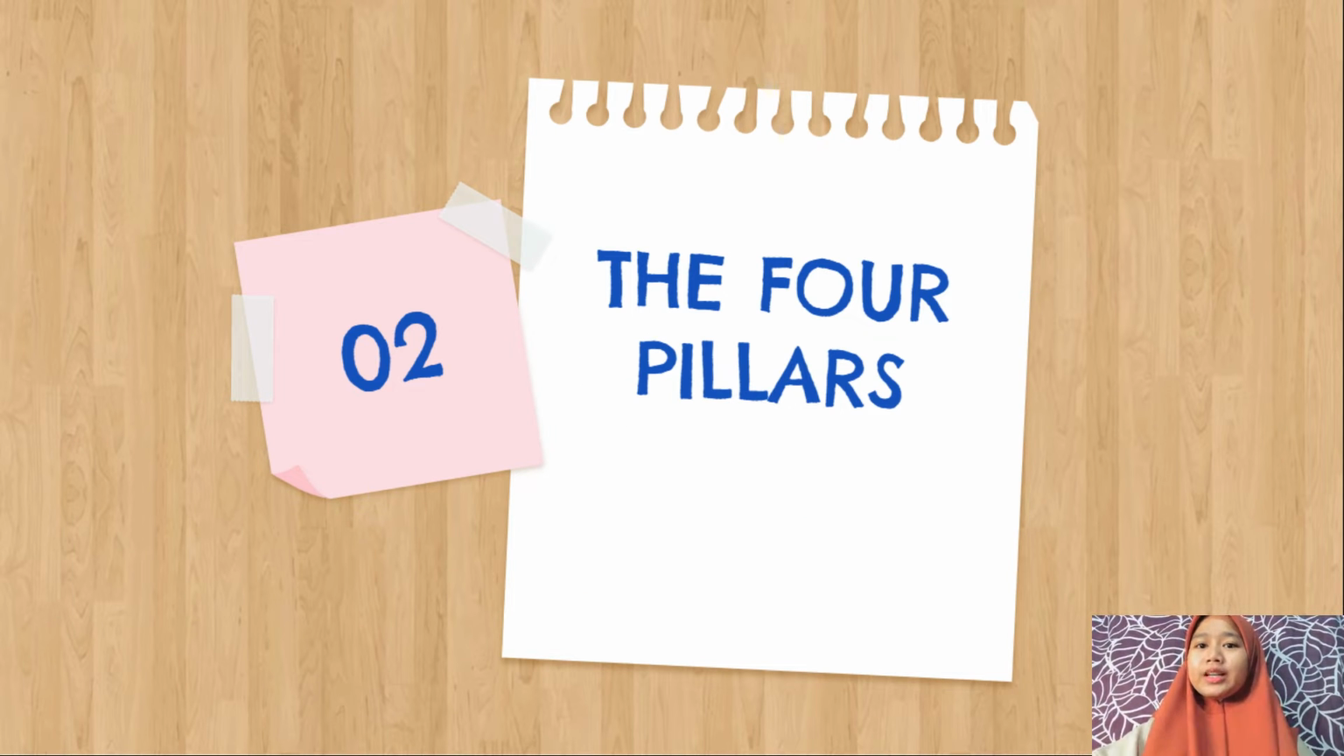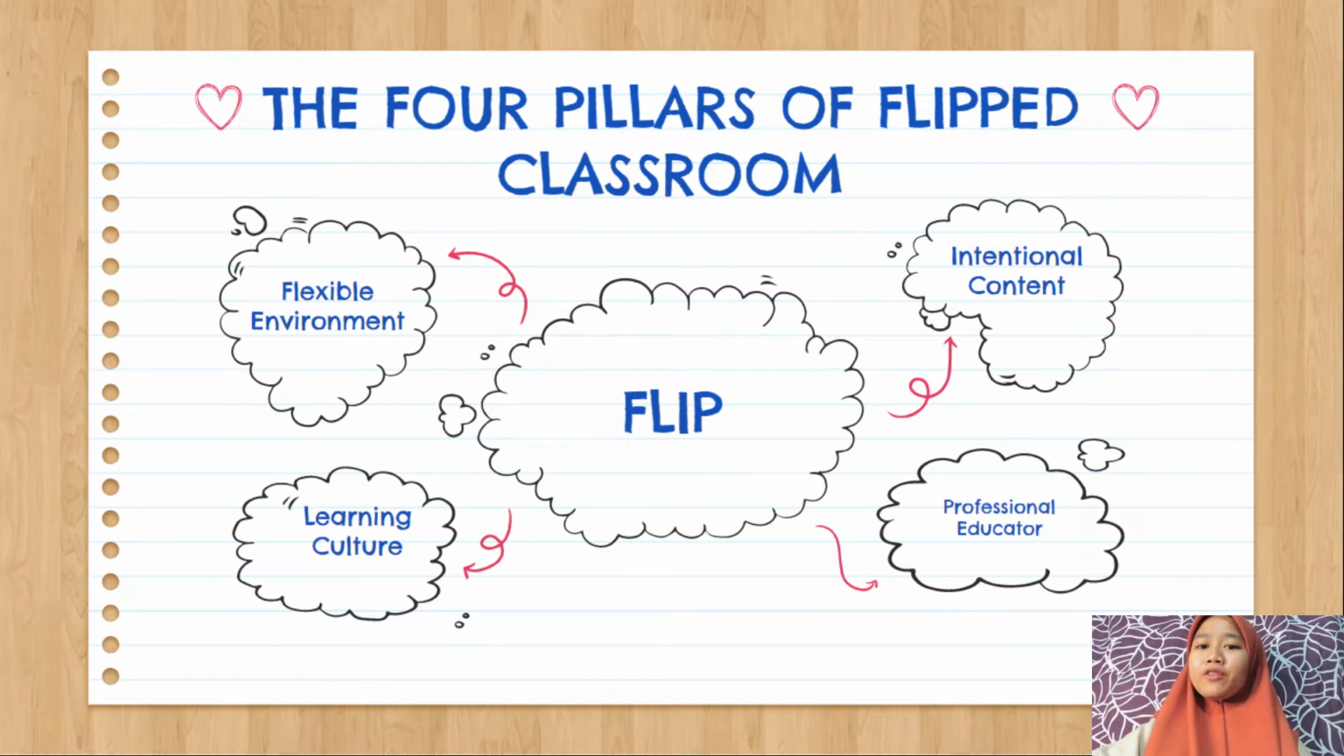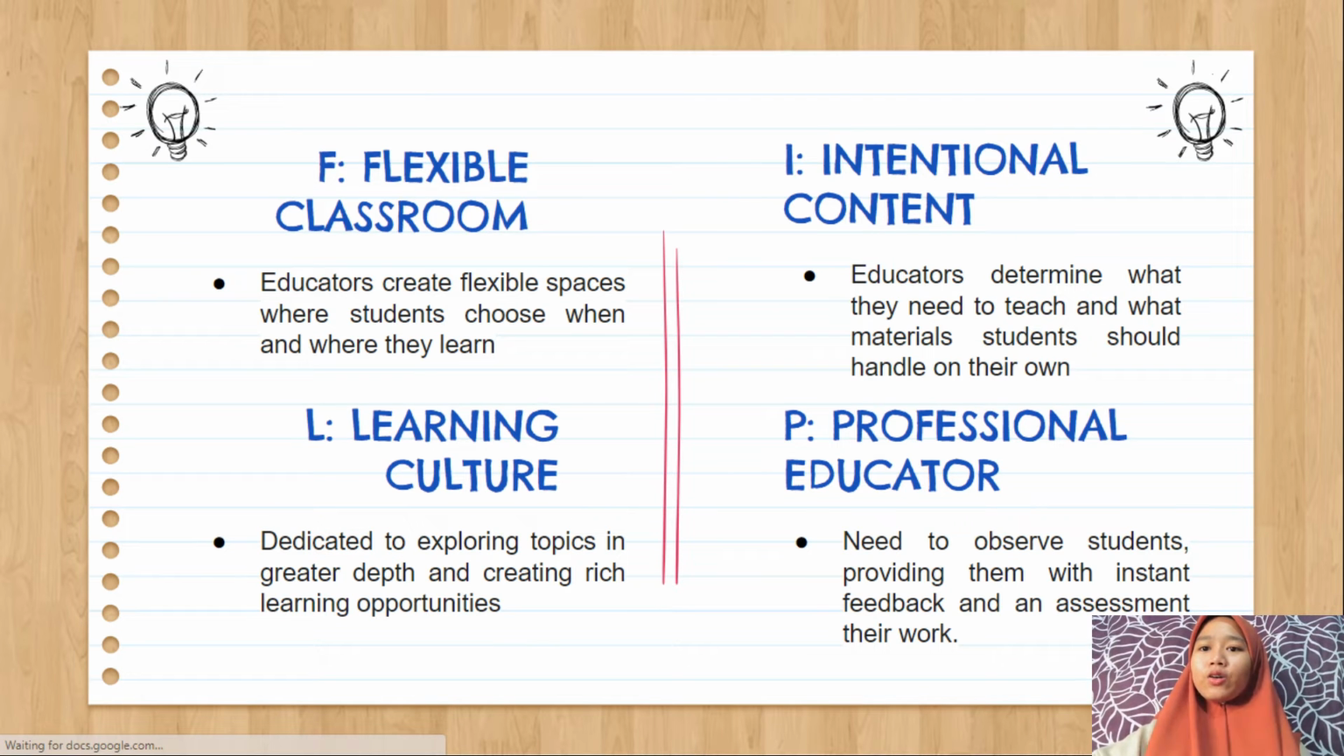So we move to the next part, which is the four pillars. As you can see on the slides, FLIP has a meaning itself. F for flexible environment, L for learning culture, I for intentional content, and lastly P for professional educator. Okay, so I will explain each of them in detail.